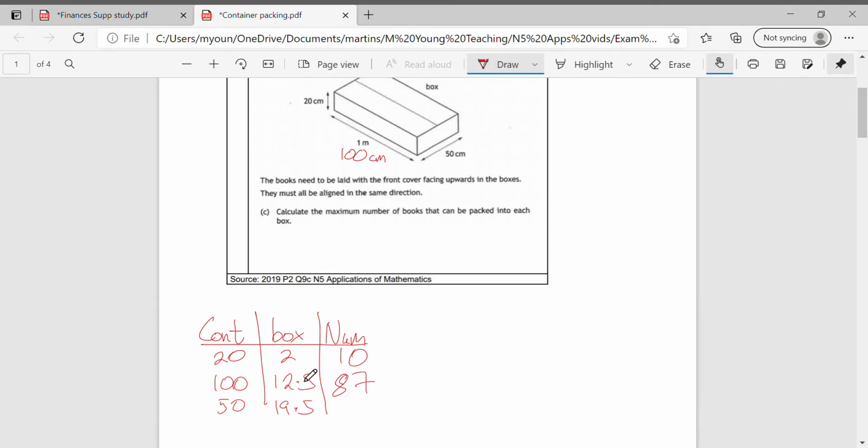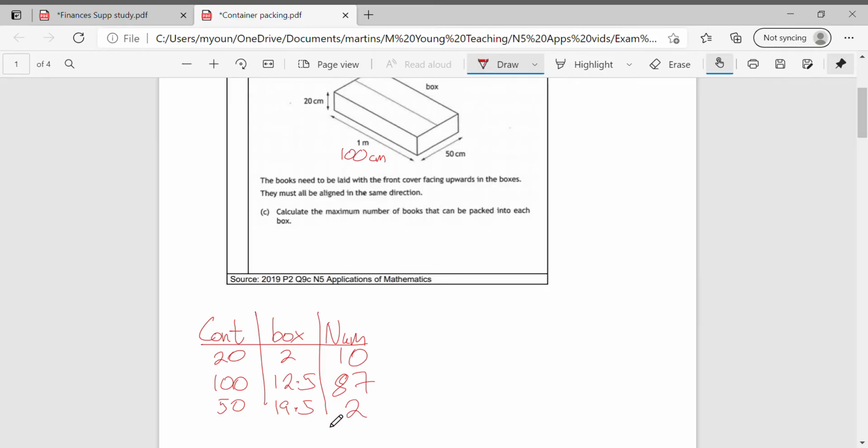Then 50 divided by 19.5 is coming up for me as 2.5641 and so on. That means all I can fit in is 2. There will be space, but we're told quite clearly in the question they've all got to be aligned in the same direction, so there's no mucking about trying to squeeze ones in.